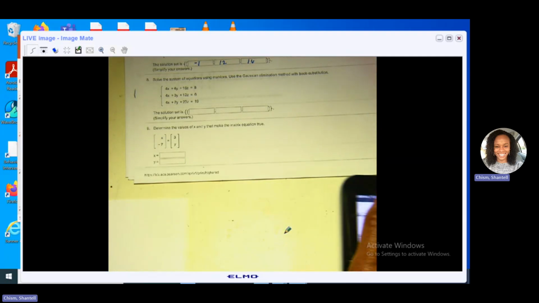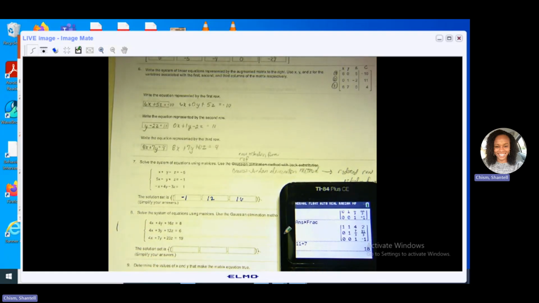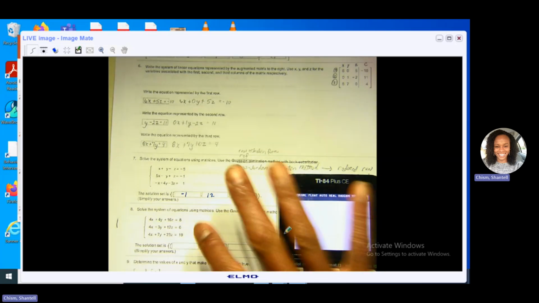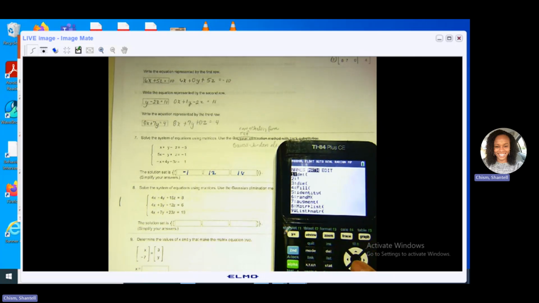I'm going to go back to number 8, the same problem I just used with the REF. I'm going to use RREF. We already have the matrix entered in. Remember, we already put it in. So we just go second matrix, go to math, and pull up the RREF right here, select it, and then select which matrix we're performing it on. And we're using A.